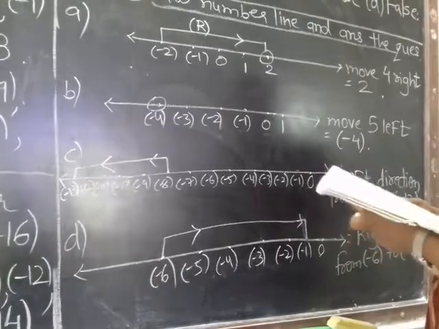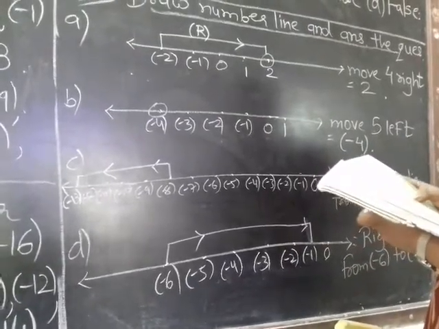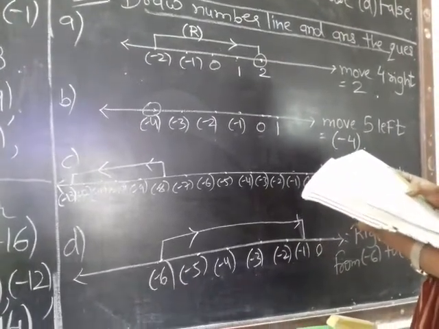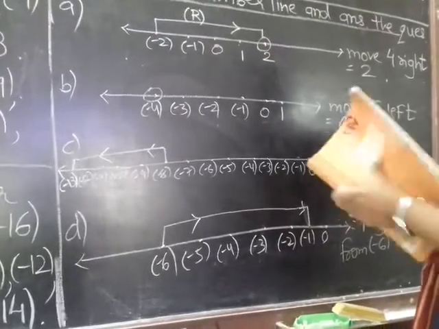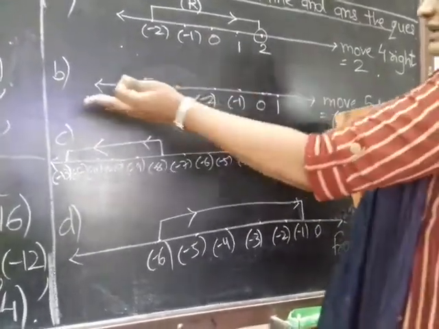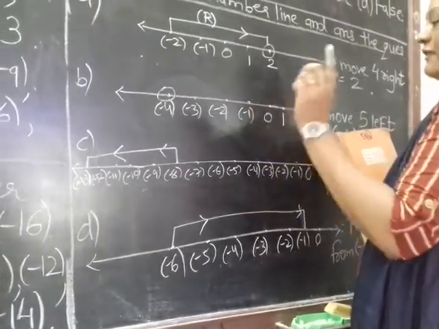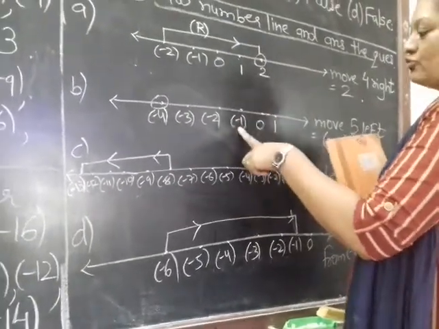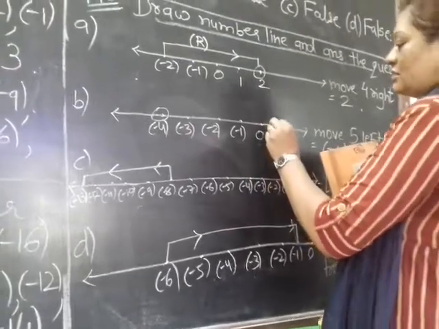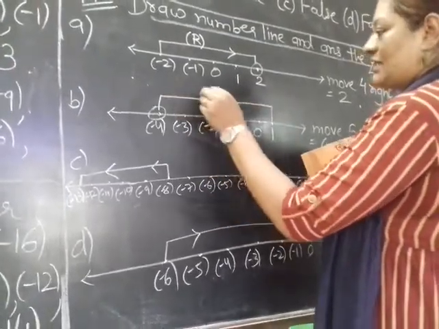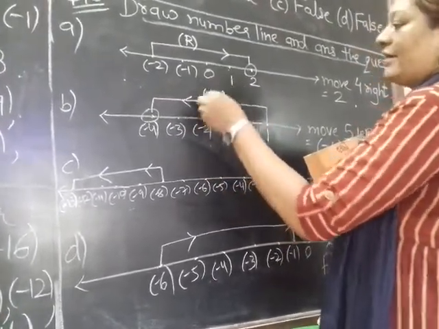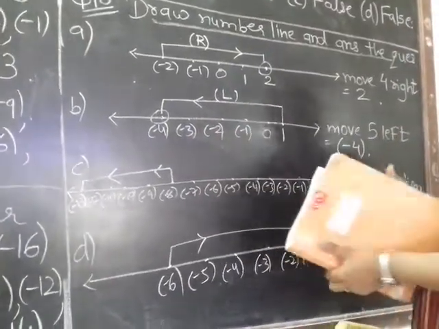Positive 2. B. Which number will we reach if we move 5 numbers to the left of 1? Now we have to move towards the left. So we are going from positive to negative. From 1 we have to move 5 left. So 1, 2, 3, 4, 5. So from 1 when we start towards the left, the answer is minus 4.